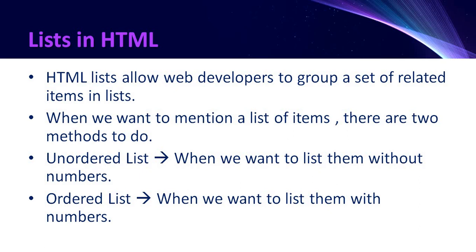When you are going to mention the list of items, there are two types: unordered list and ordered list. When we list the items using numbers as 1, 2, 3, it is called an ordered list. When we list the items without using numbers, it is called an unordered list. That is using the bullets, which I have already used here. This is called an unordered list, and when we are listing as 1, 2, 3, it is called an ordered list.